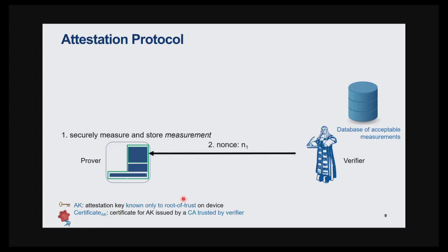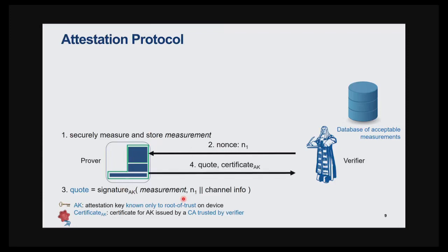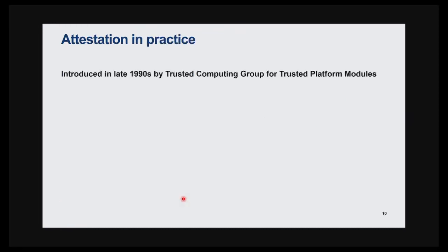At some later point, the verifier wants to know if the prover device is in an acceptable state. The verifier might send a challenge. The prover would then take this challenge, combine that with the measurement, sign that using this attestation key, and send this information along with the certificate with this attestation key. So the verifier would check the signature, check the certificate, but on top of that, he has to also check that the measurement that was sent securely by the prover is an acceptable measurement. Right? So typical attestation protocols work like this.